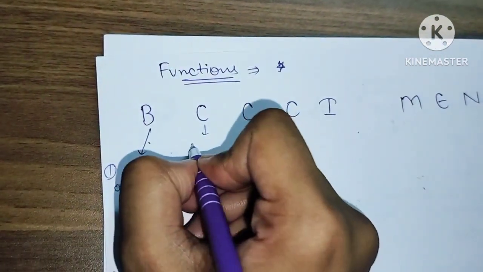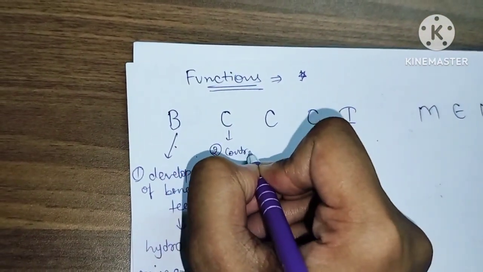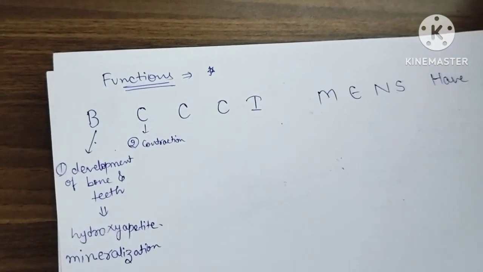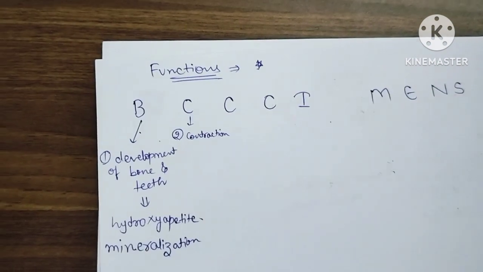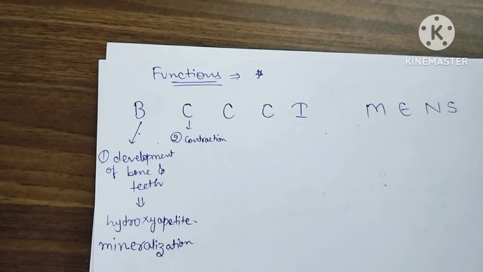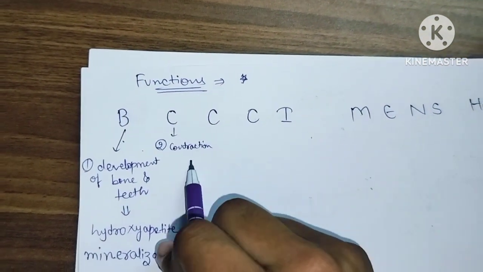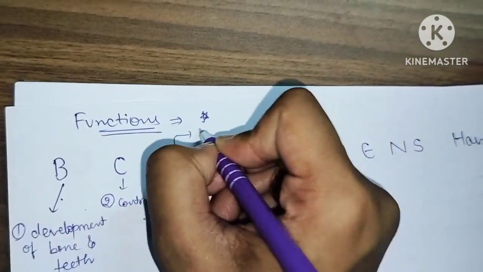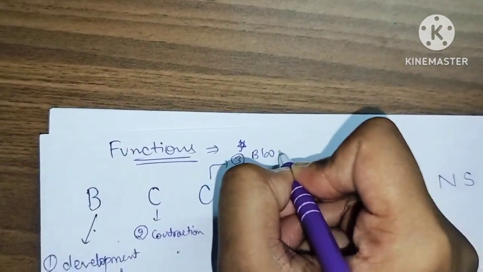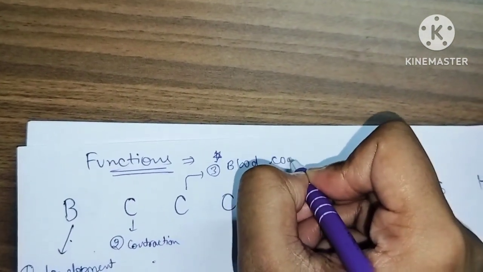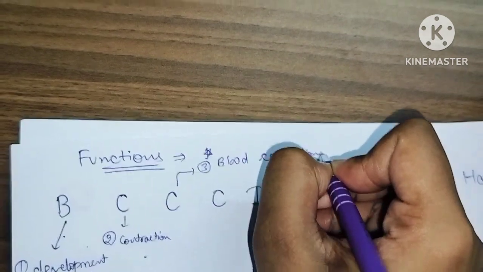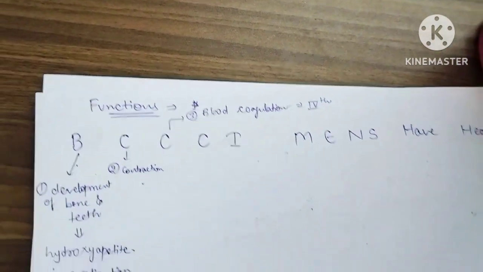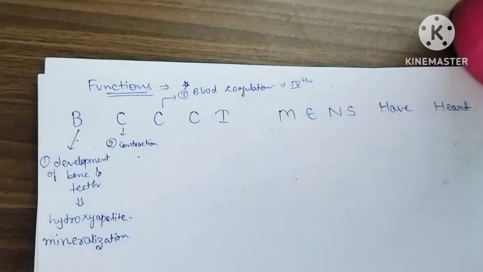Second function is muscle contraction. Calcium interacts with troponin C and triggers the muscle contraction. It also activates the ATPase, which increases the interaction between actin and myosin. Third function is blood coagulation. Calcium is the fourth clotting factor, so it is required in several reactions of the cascade process of blood clotting.